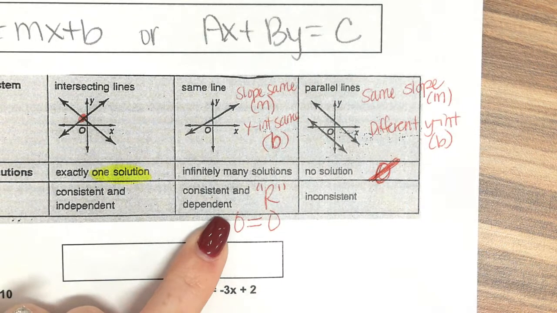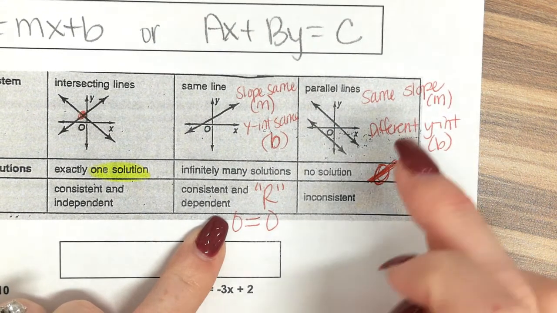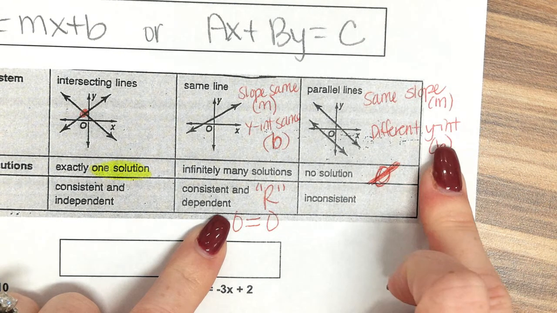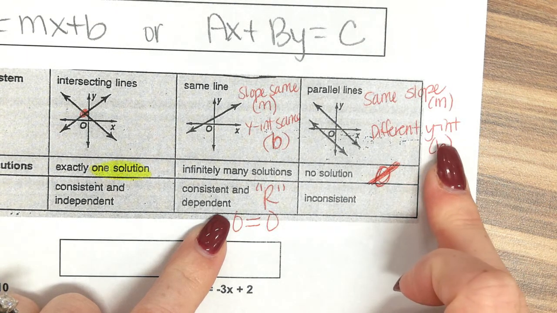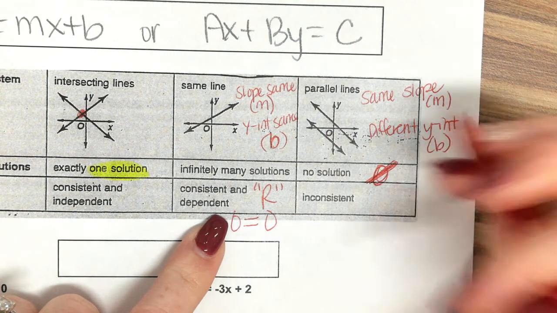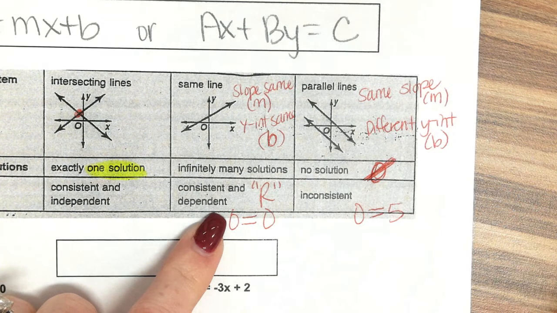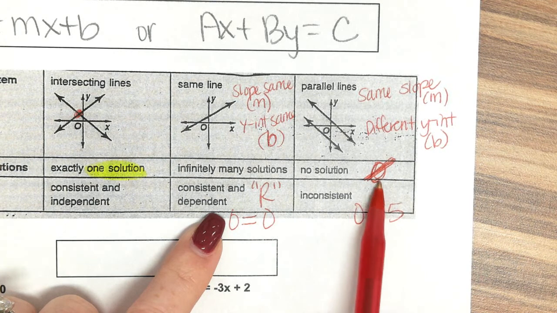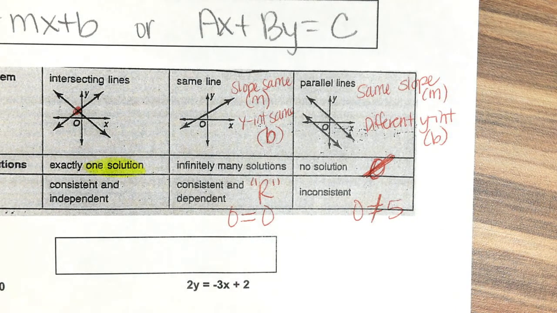Moving on to parallel. In y equals mx plus b form, they'll have the same slope but different what? But if they're in standard form, you would get something like 0 equals 5. Does 0 equal 5? No. And that's how you know it's no solution, that they are parallel lines.